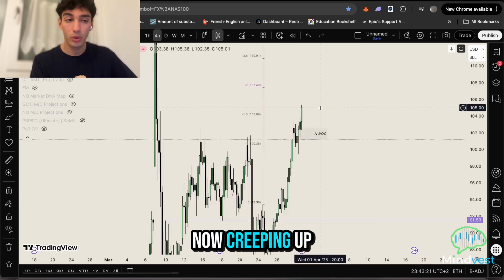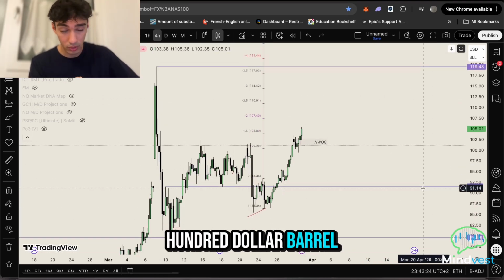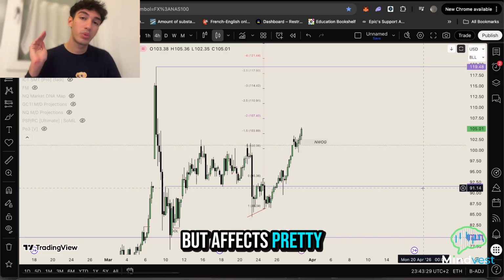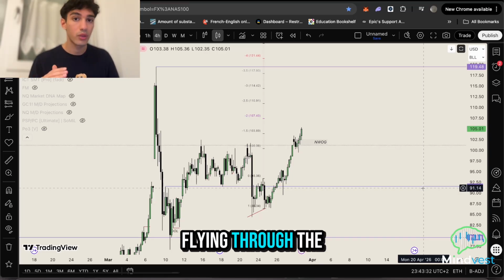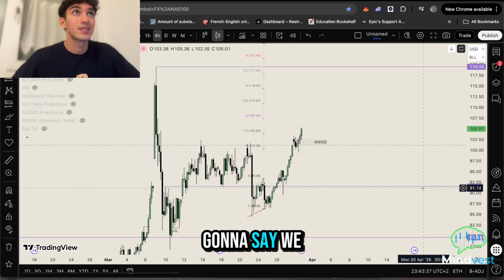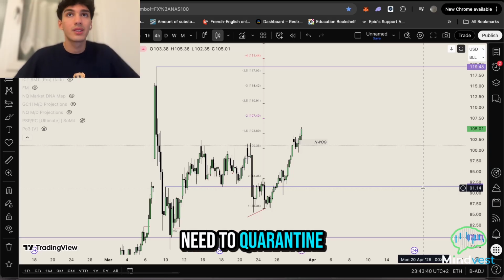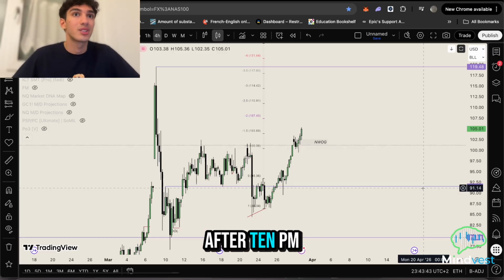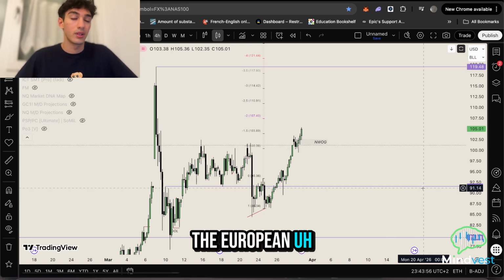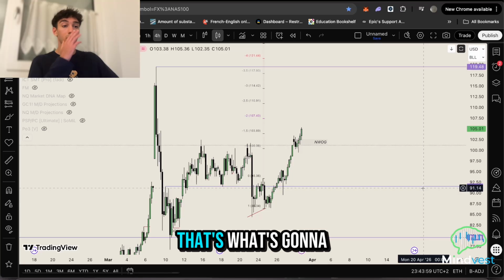Now we are creeping up where we are staying above the $100 barrel for oil. And this not only affects Middle East, but affects pretty much everywhere else where gas is flying through the roof, where people are not able to afford gas for their cars, where cities are gonna say we need to lock down, you need to save energy after 10 p.m. This stuff will happen if we keep going like this, especially in Europe where we can't afford not being able to have the gas from all these other nations that support the European countries. And unfortunately, that's what's gonna happen.